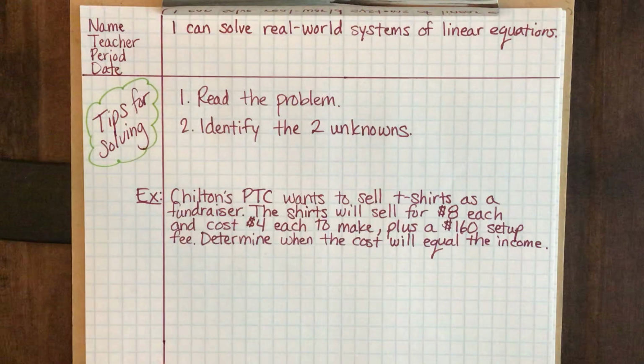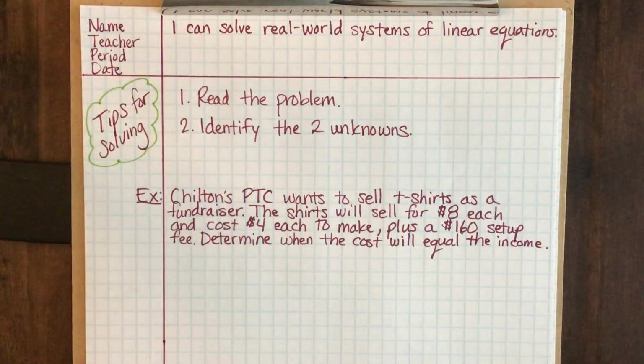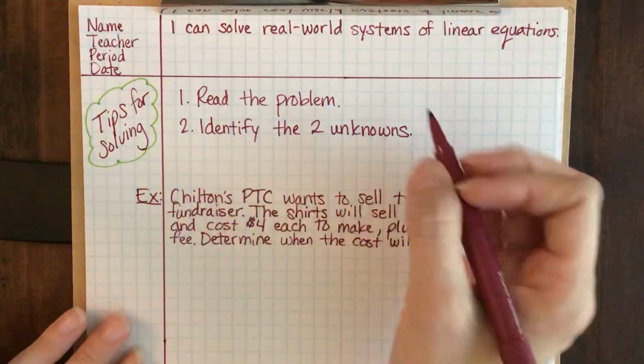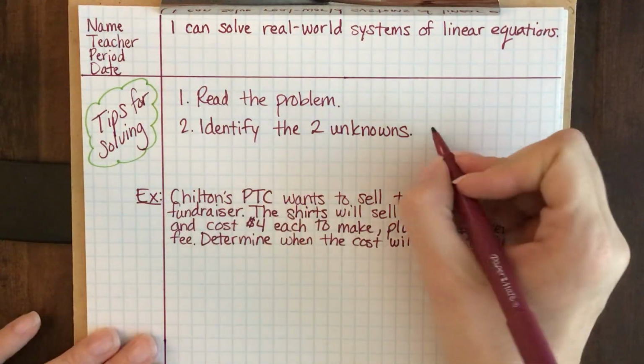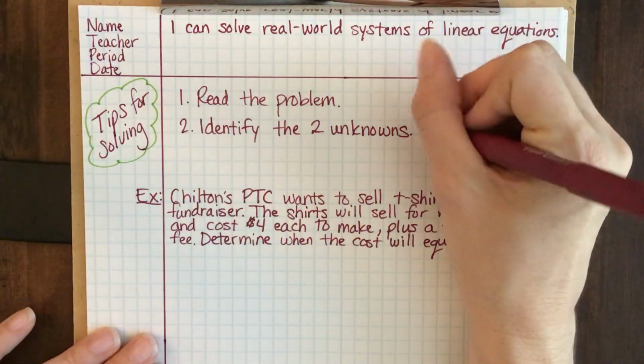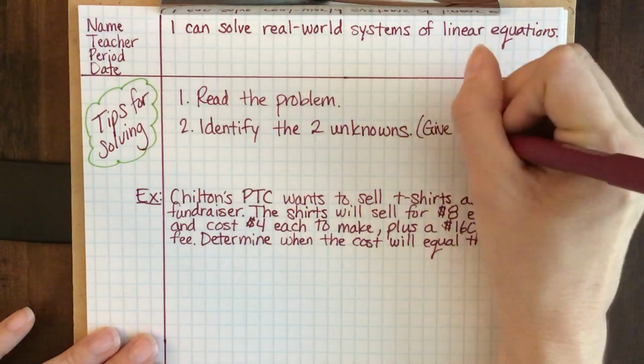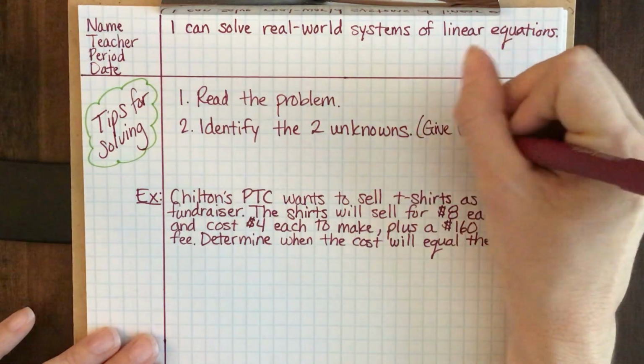But the thing that is constant with all of these systems of linear equation word problems is there will always be two things that we're looking for, two unknowns. And if you have two unknowns, then that means you have two equations, because you can't solve it unless you have two equations. So after you identify the two unknowns, give variable names to those unknowns.